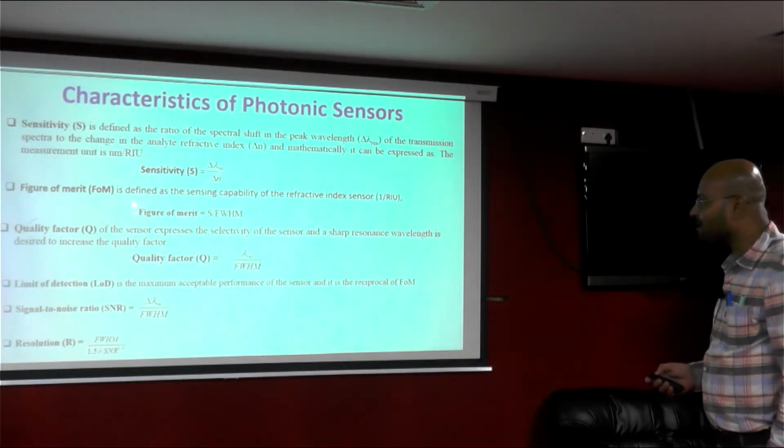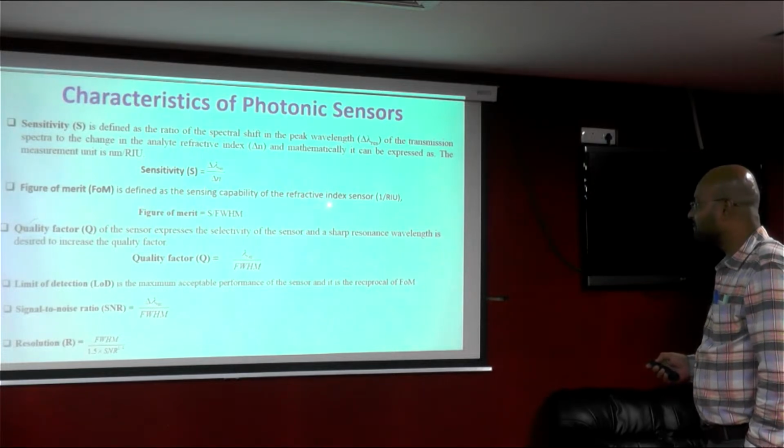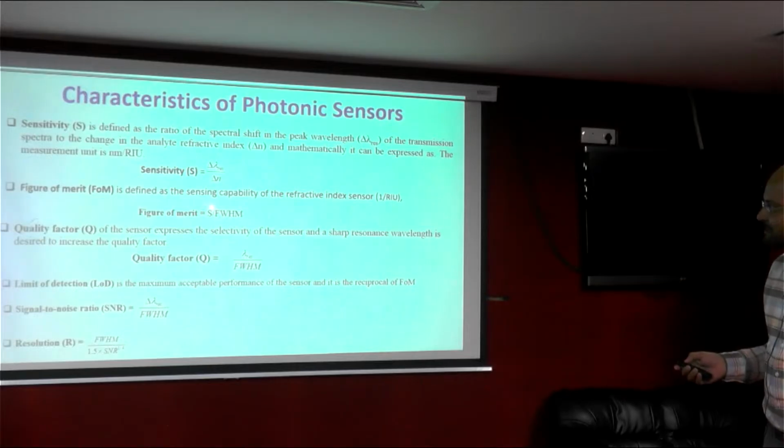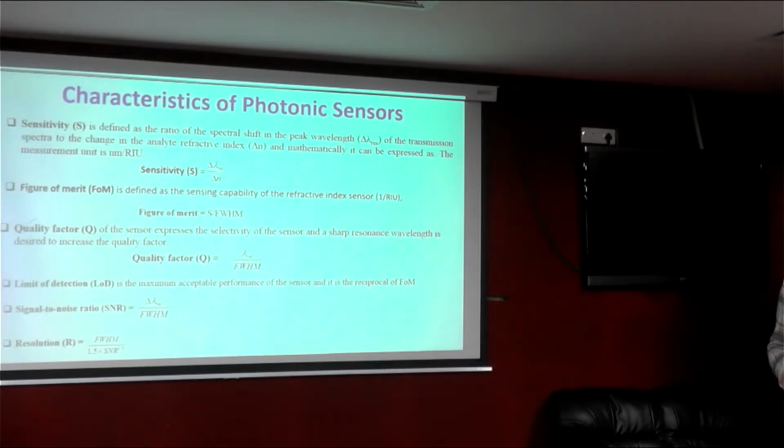Then you have the figure of merit, which is the sensing capability of refractive index. This is sensitivity S divided by FWHM, full width at half maximum. I will explain what that is, so you remember this FWHM. Should the figure of merit be high or low? Since we desire high sensitivity, and sensitivity is in the numerator, the figure of merit should also be high.